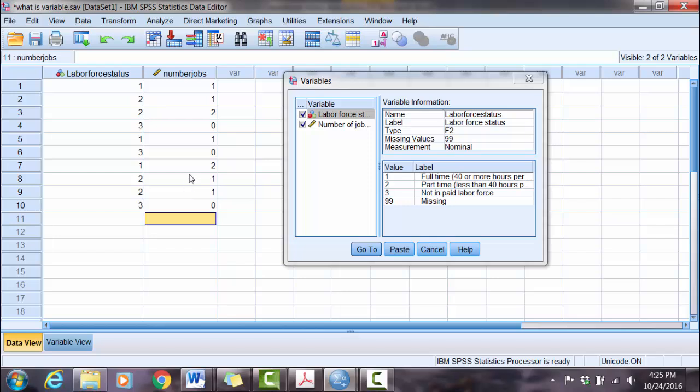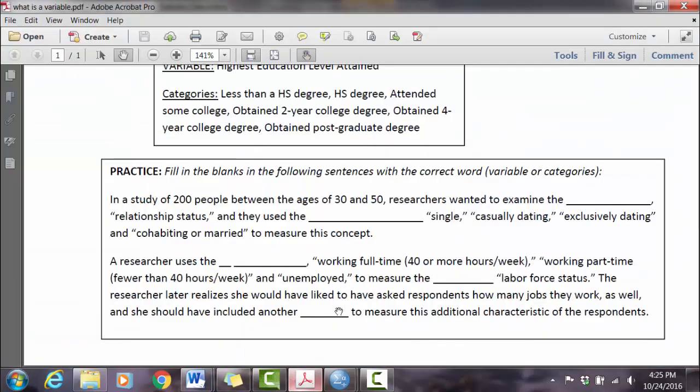So that's the idea of there being 2 separate variables. They're both related to the person's work. One is just a quick summary of whether they work full-time or part-time, and the other one gives us more detailed information in terms of how many jobs they work. So that's what this sentence was getting into on the last one.